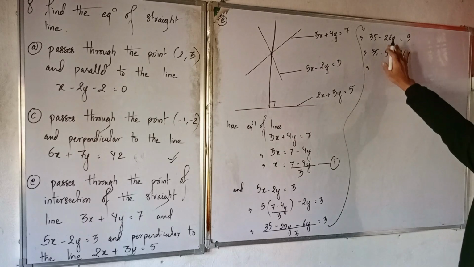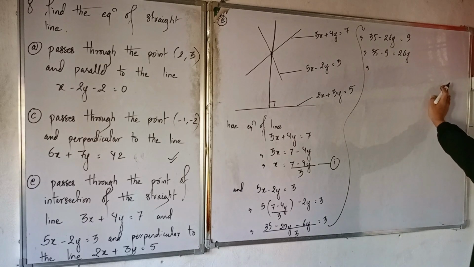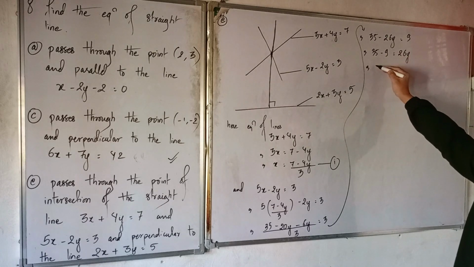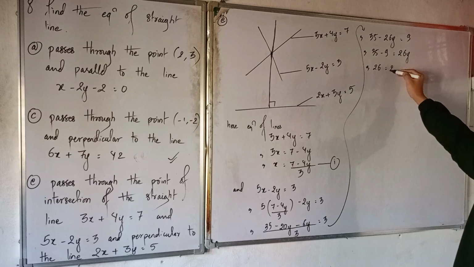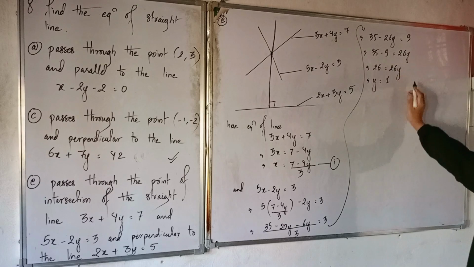Okay, so I move the y variable to the right hand side. Now 35 minus 9 will be 26, which equals 26y. Now here you will get the value of y equals 1.